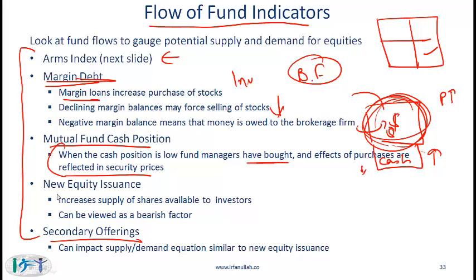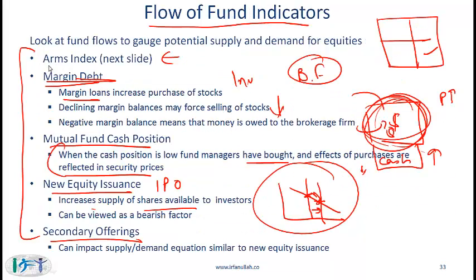New equity issuance refers to some sort of an IPO, where let's say you have a company that has recently issued shares. What this does is increases the supply of shares available to investors. Could be viewed as a bearish factor, because if you have a given demand and the supply is increased because of the IPO, then the price will come down. Secondary offering is fairly similar. This is where a company that has already issued shares before issues shares again. So the supply-demand dynamics are fairly similar.